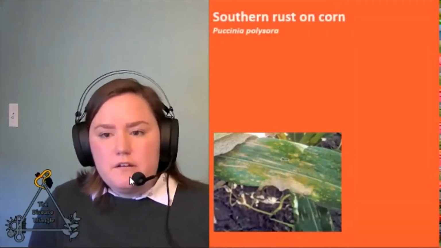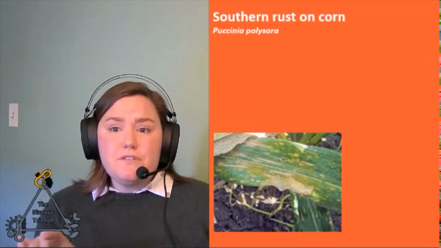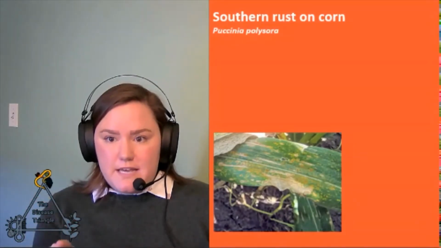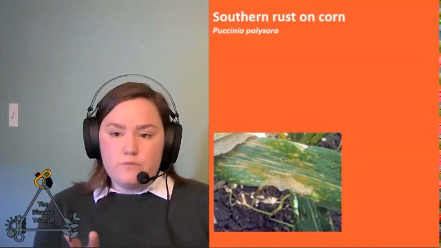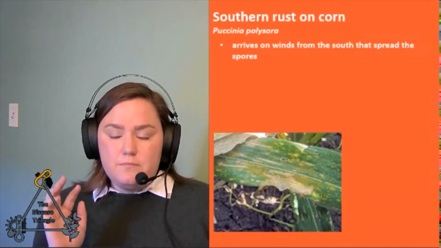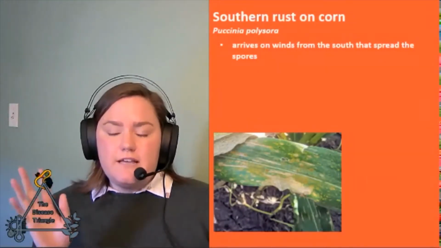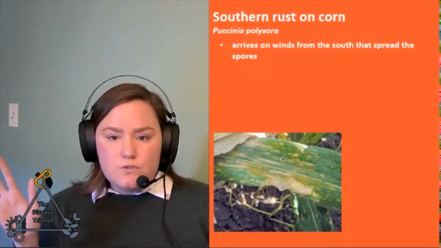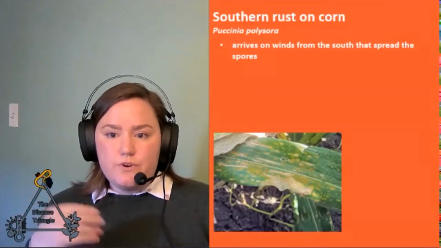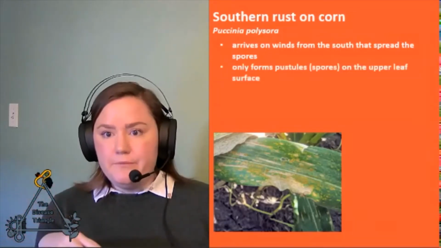Southern rust is the other disease I'm going to chat about briefly here, quickly addressing the pathogen that causes southern rust. So southern rust is also an obligate parasite, meaning it needs that living host to grow and reproduce. This is a fungus that arrives in cornfields from the south. It relies on those southerly winds to disperse the urediniospores northward to infect our corn crops up here.